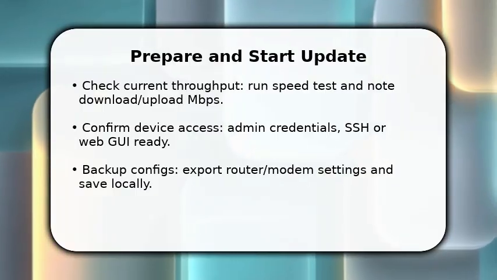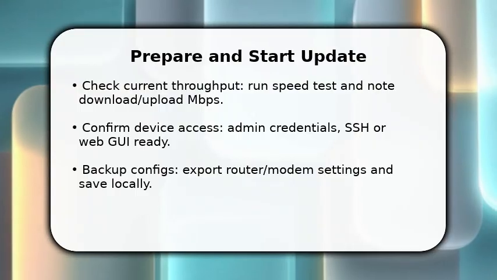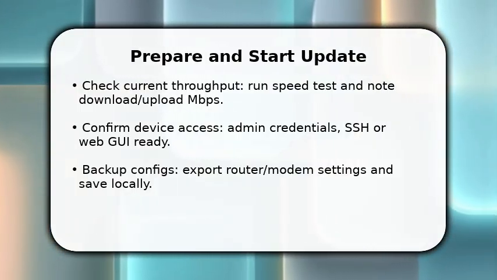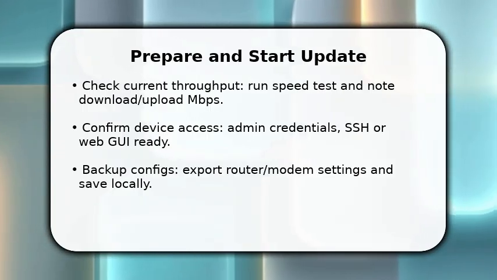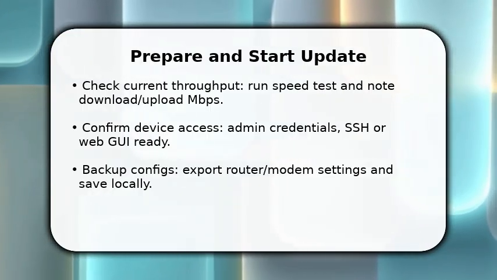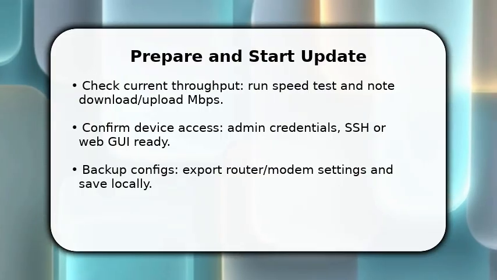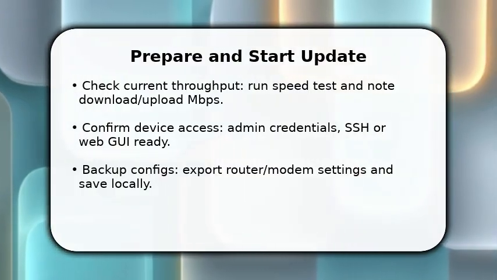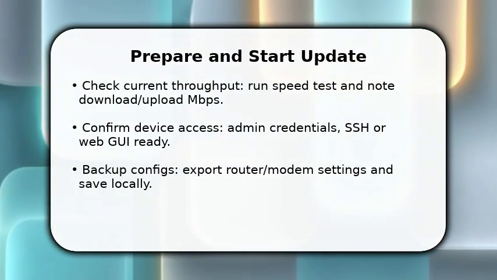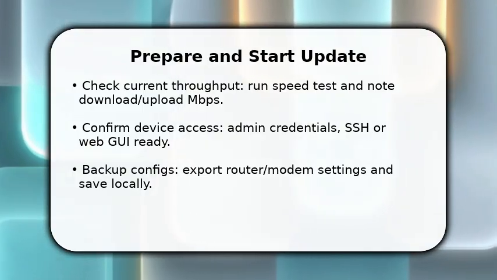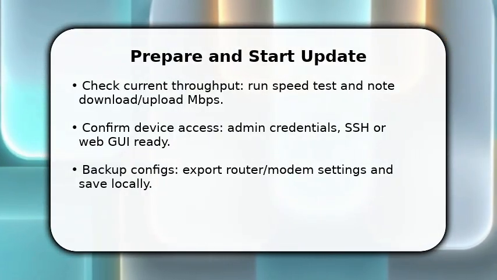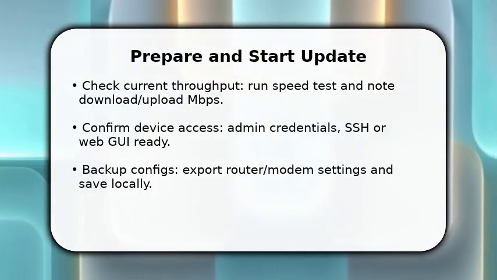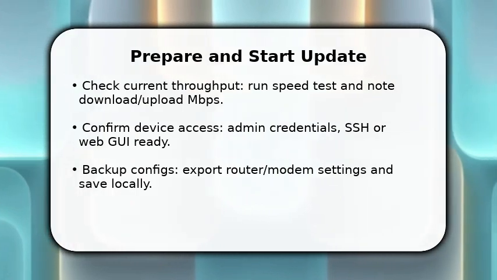You start by verifying where you stand. Run a speed test and record download and upload Mbps so you can compare after changes. Next, make sure you have admin access, SSH or the web GUI, and the necessary passwords. Before changing anything, export the router or modem configuration and save it locally, because once you modify bandwidth profiles or firmware, you want a fallback. Once done, restart the device to clear transient issues and keep your notes handy for the next step.